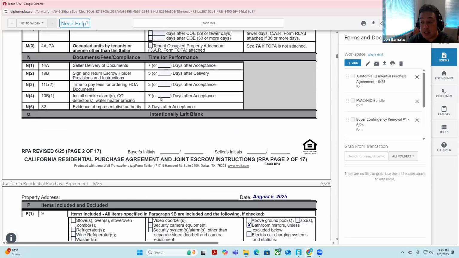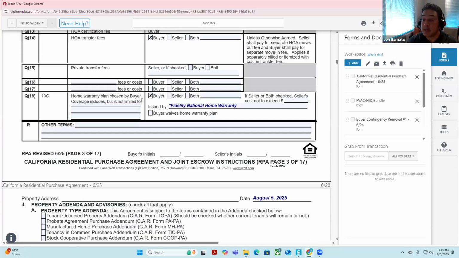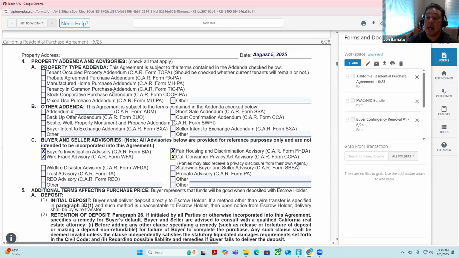If you have any questions on all that part, it gets really fast after this, and we've got 17 minutes to close this out. After this, we have addendums. This is where it varies based on the type of transaction. If you have a tenant occupied property, it's the tenant addendum. There's also probate, and a manufactured home, not a mobile home, which is different.